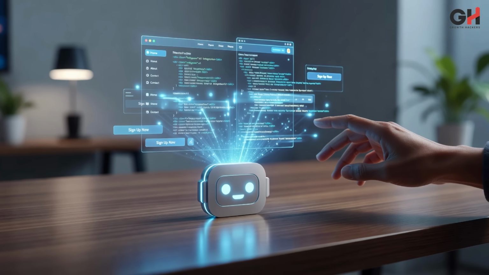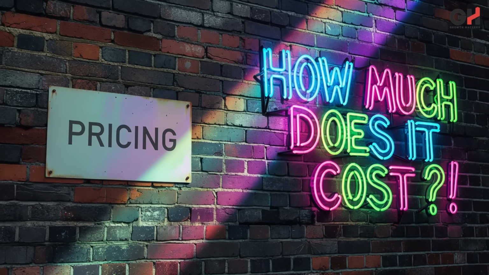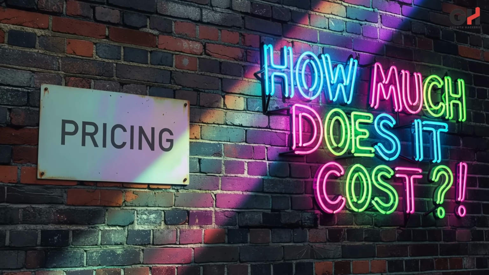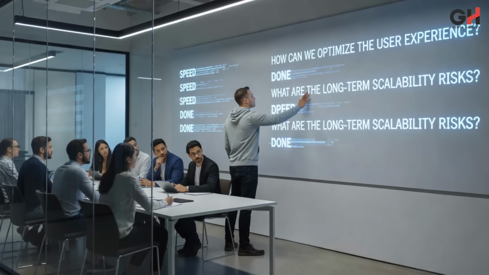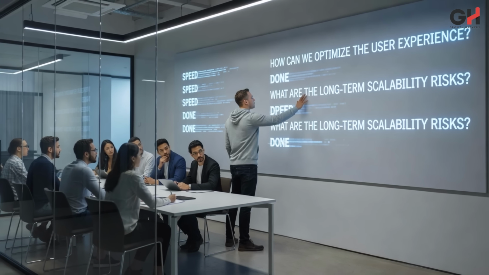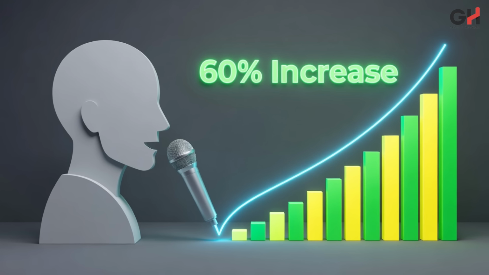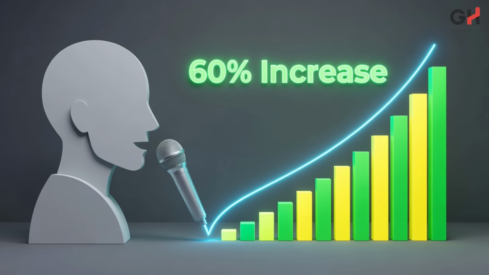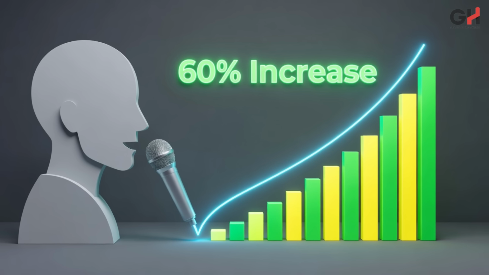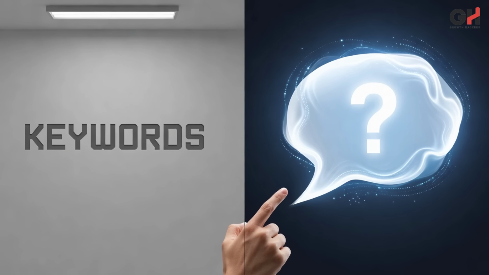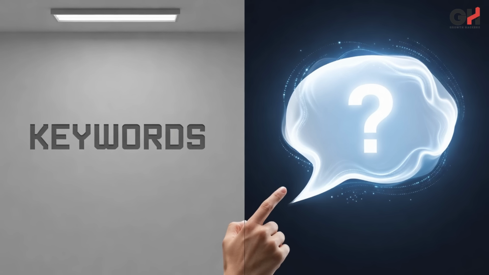When someone asks ChatGPT, how much does X cost? It looks for headers that match that exact question structure. The result? Your content appears when users ask questions to AI. Question headers match natural language queries, increasing our citation rate by 60%. We went through every page on our site and converted keyword headers to question-based headers.